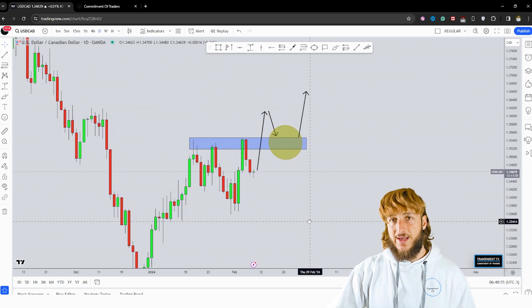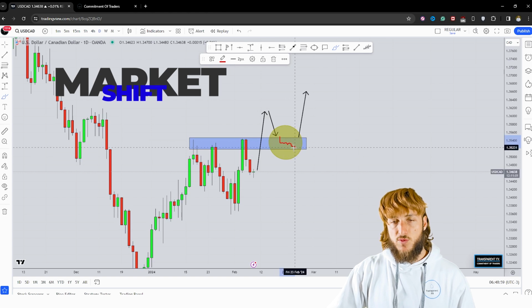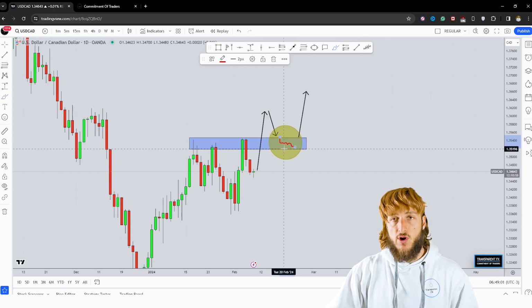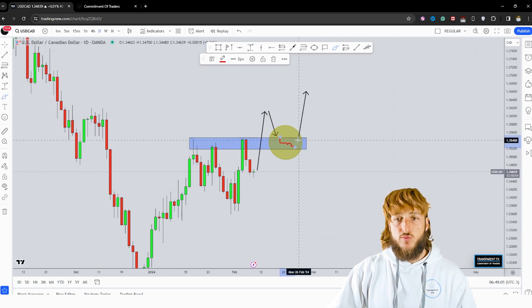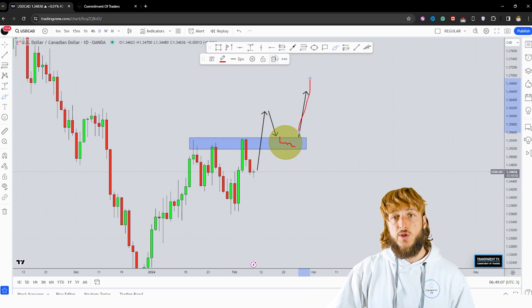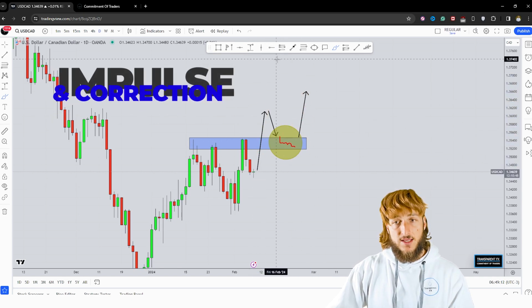Therefore, what I would expect is that if this market would shift from an intraday bearish market during this move to the downside after the break and retest to an intraday bullish market, at that point, I wouldn't be surprised if the market would create a potential rejection to the upside, completing this daily impulse, correction and impulse pattern to the upside.